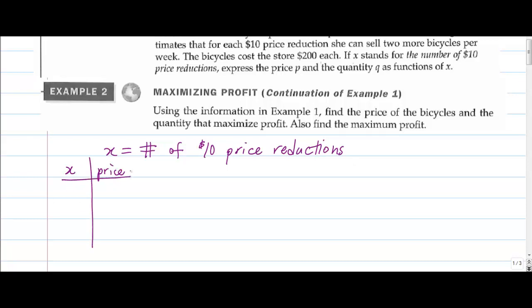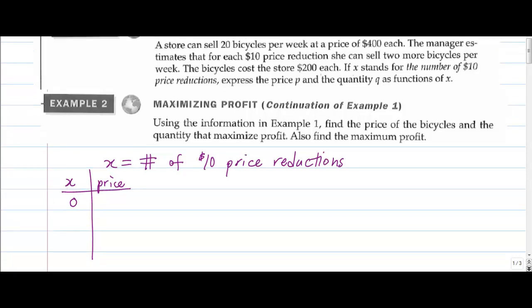Okay. So if she doesn't give any reductions at all, then the price of the bike, the manager estimates, so a store can sell 20 bicycles per week at a price of $400 each. Right? So that's the original price. If she offers one $10 price reduction, then the new price will be 400 minus a $10 price reduction, which will be $390. Right? If she gives 2 price reductions, then you take 400 minus 2 of those, like $10 coupons. Think about it like that. So that'll be $380. Right?